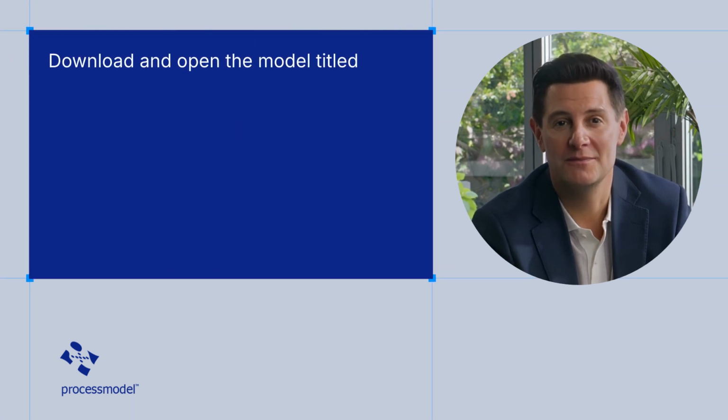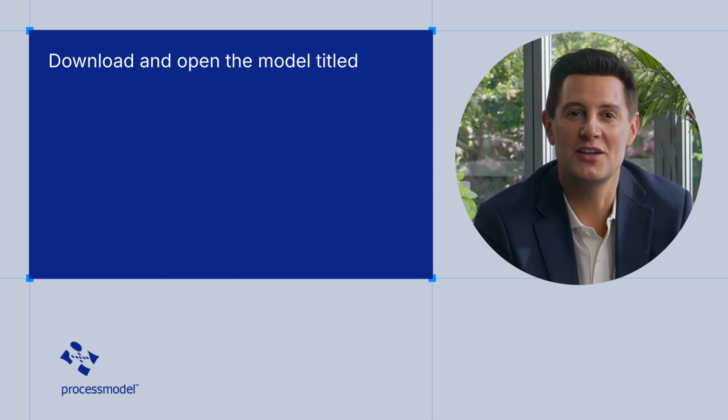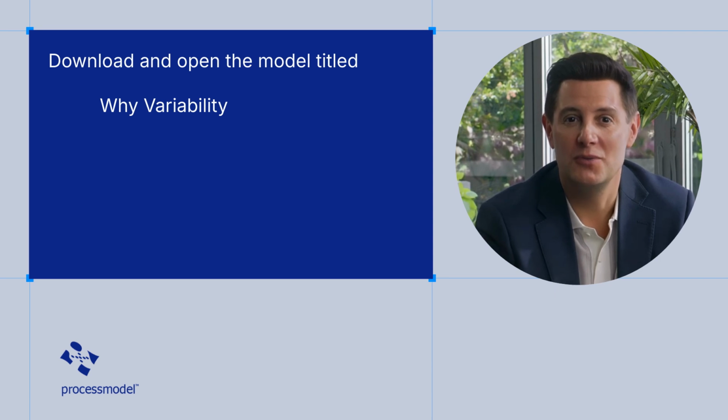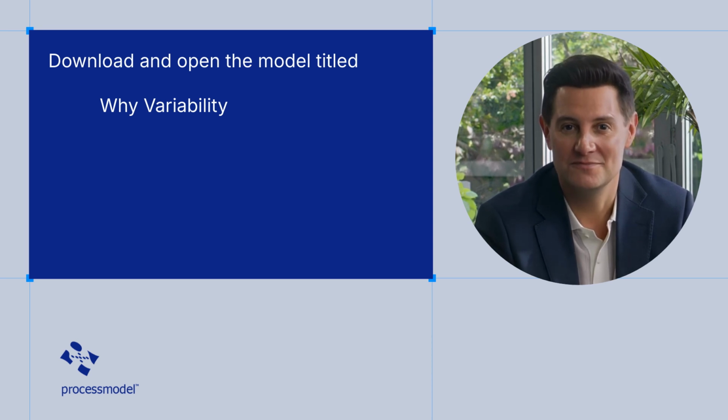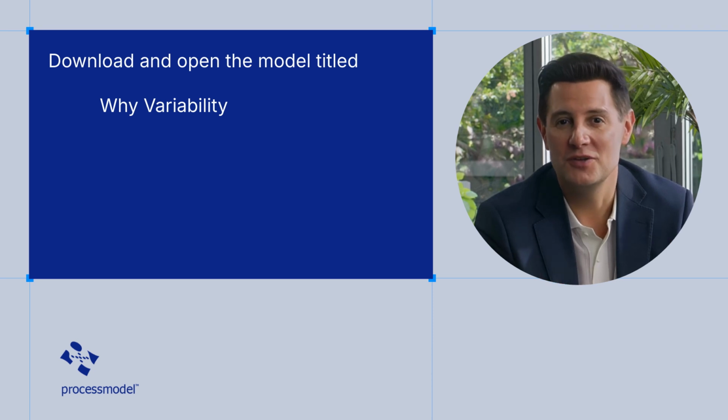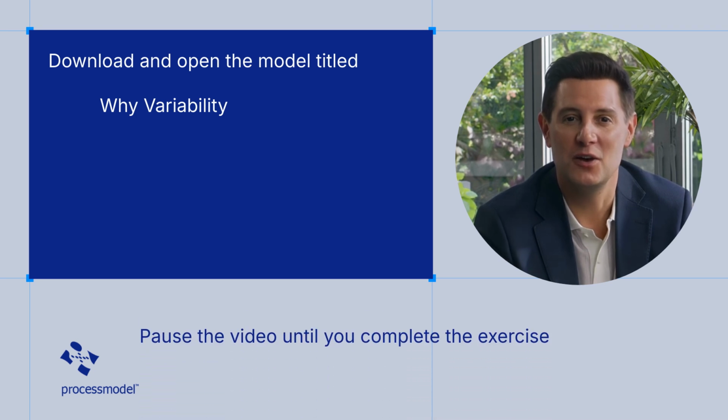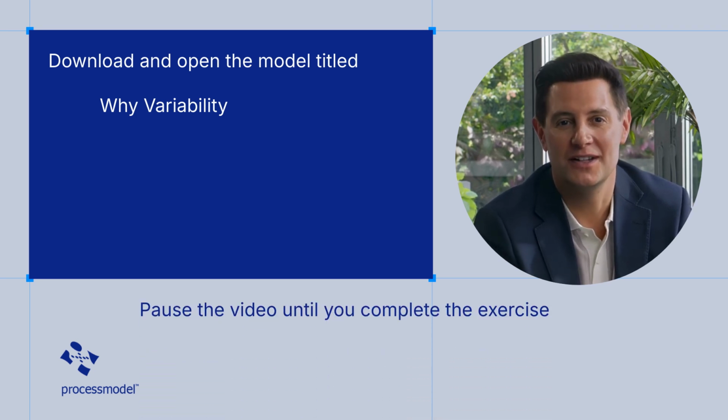Now, let's try it. Open the model titled Why Variability and follow the instructions on the layout. You will run the model to record average times, then use the provided Excel file to import real data into StatFit. If you get stuck, feel free to replay the previous section of this video. Pause the video until you have completed the practice exercise.